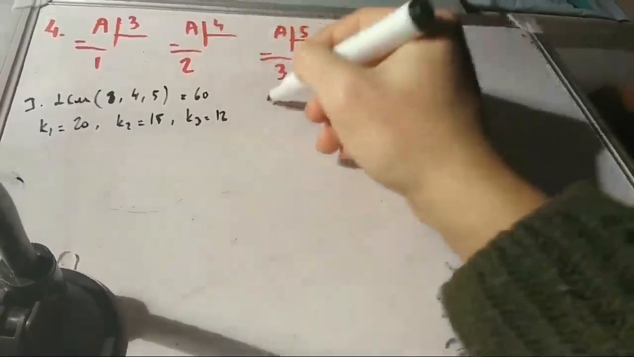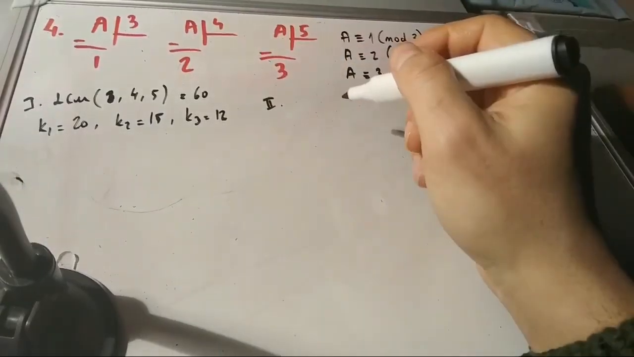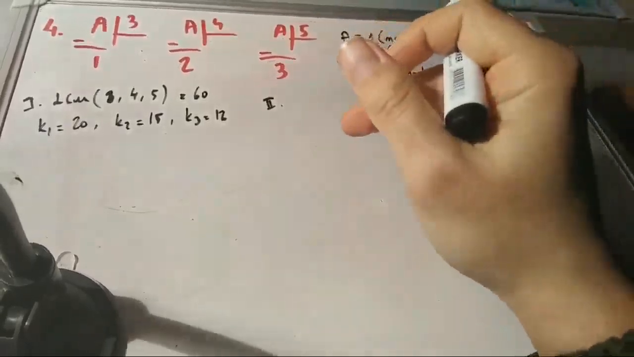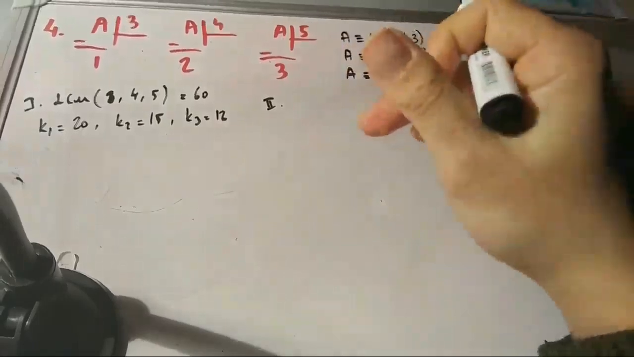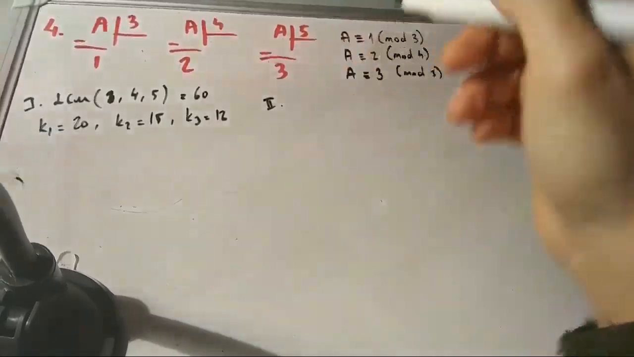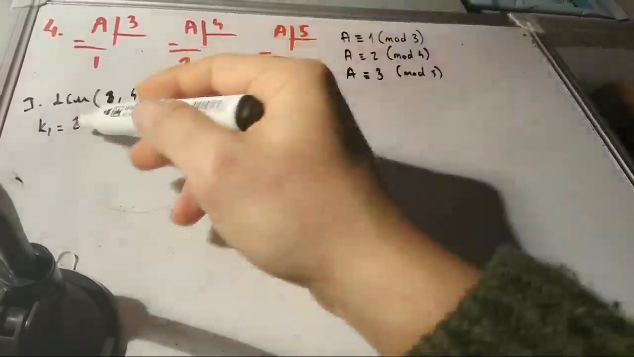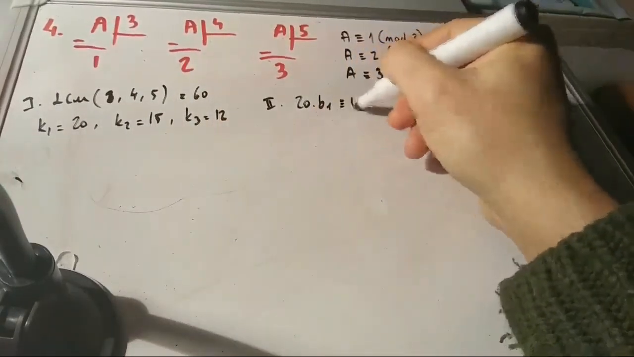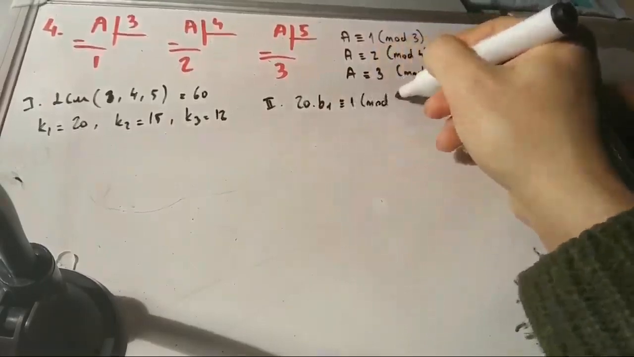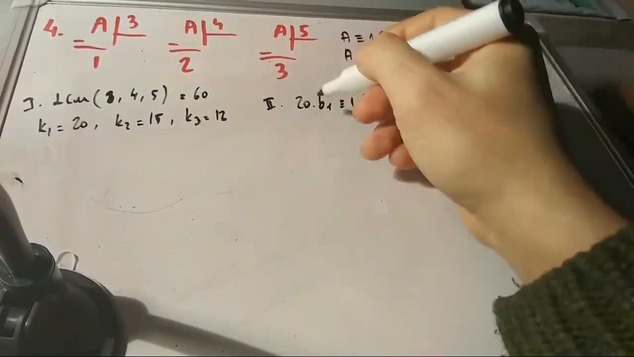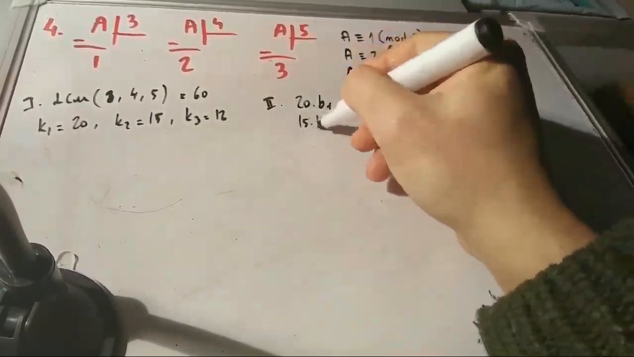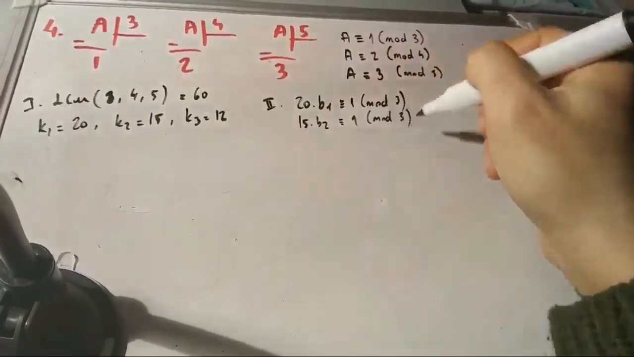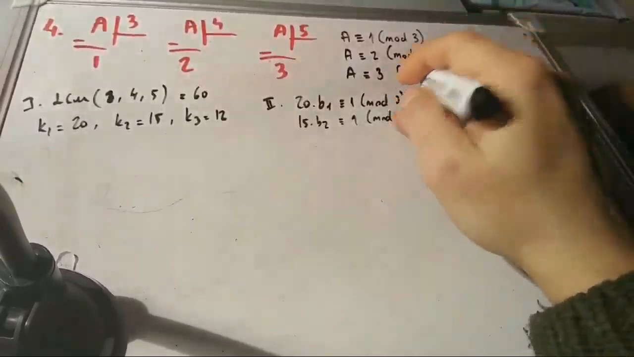For the second step, we take all these different K values and set up new modular arithmetic. Thus, we write 20 times B1 is congruent to 1 in mod 3. 15 times B2 is congruent to 1 in mod 4.